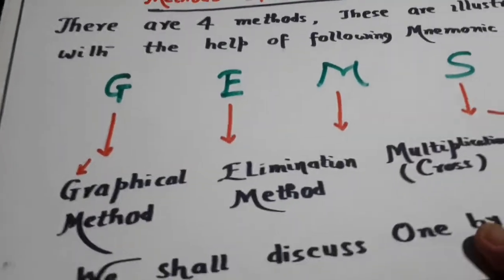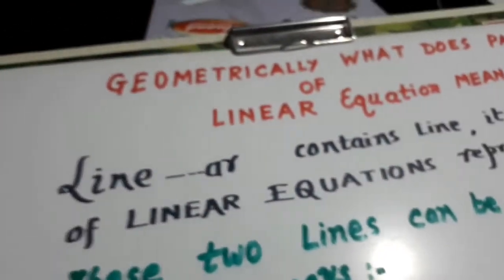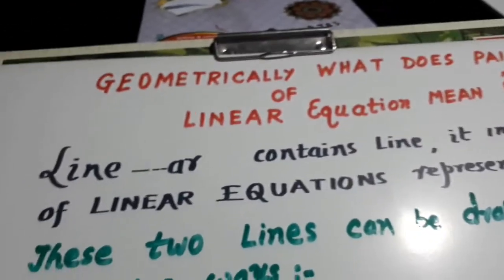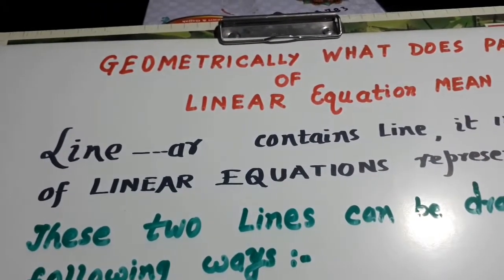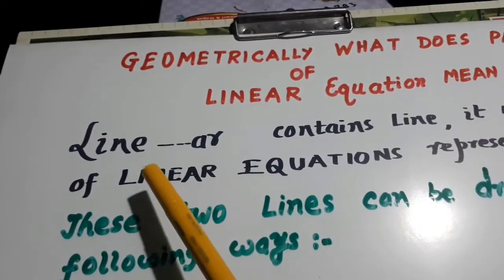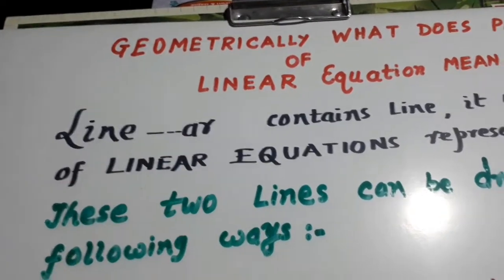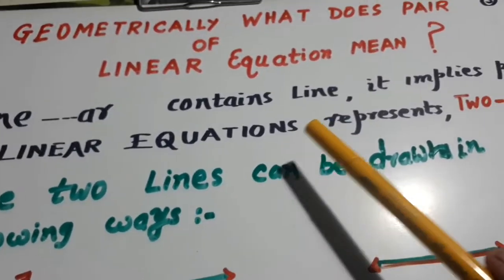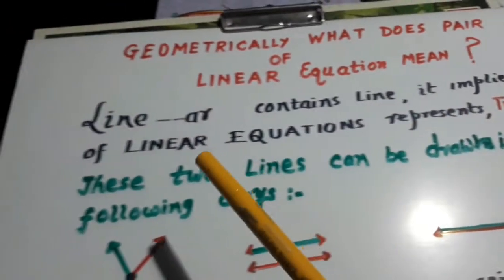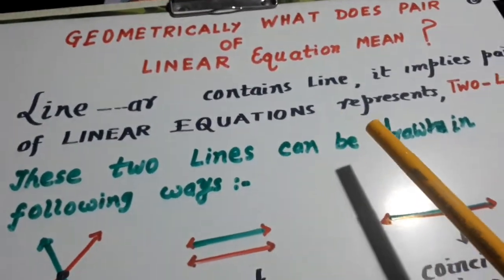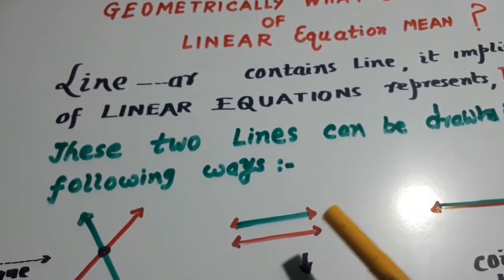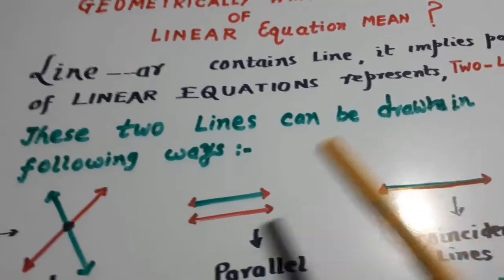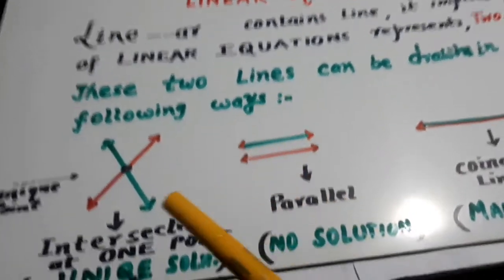Now look here. Next is how geometrically we can represent the pair of linear equations. The word linear contains line. So it implies pair of linear equations means there are two lines. There is a pair. These two lines can be drawn in the following three ways.